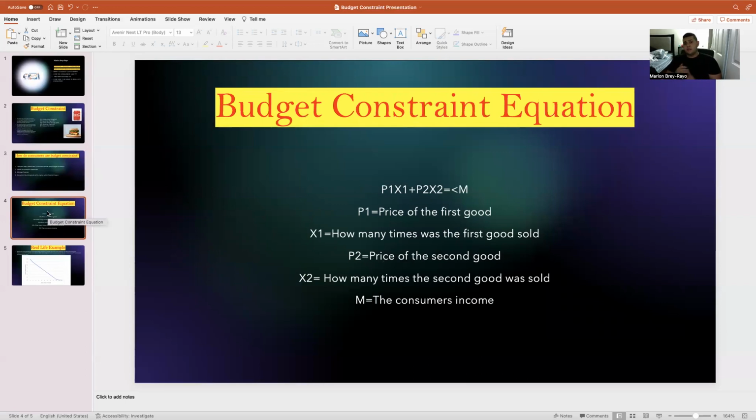Now, the budget constraint equation is P1 X1 plus P2 X2 is less than or equal to M. Now, as I stated before, P1 is the price of the first good. X1 is how many of that first good were bought. P2 is the price of the second good. X2 is how many of that second good were bought. And M equals the consumer's income.